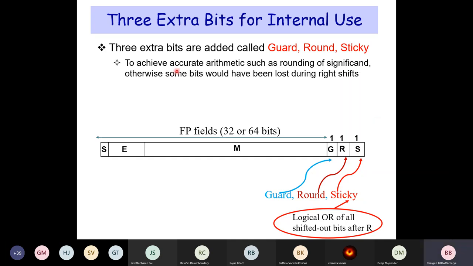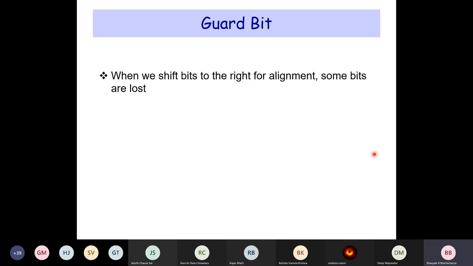The purpose is to achieve accurate arithmetic for rounding of the significand, since otherwise some bits would have been lost during right shift. So it improves the accuracy. I won't say that it would be exact arithmetic, but some accuracy can be restored. It improves the accuracy to some extent without causing too much hardware. It reduces hardware without compromising precision. All we need is to give some extra bits in hardware here. Well, the purpose of the guard bit: when you shift bits to the right for alignment, some bits are lost, as we have seen earlier.